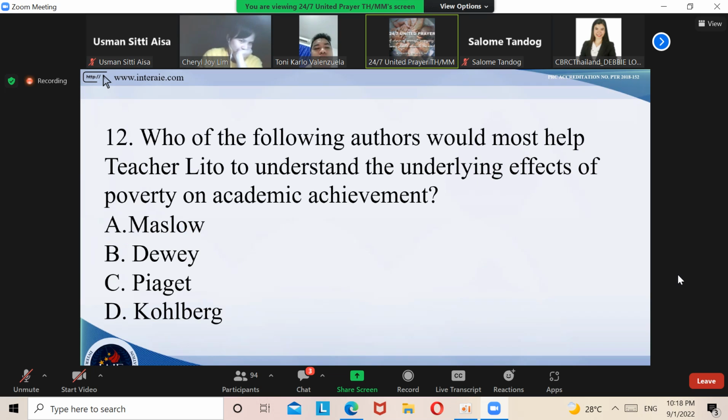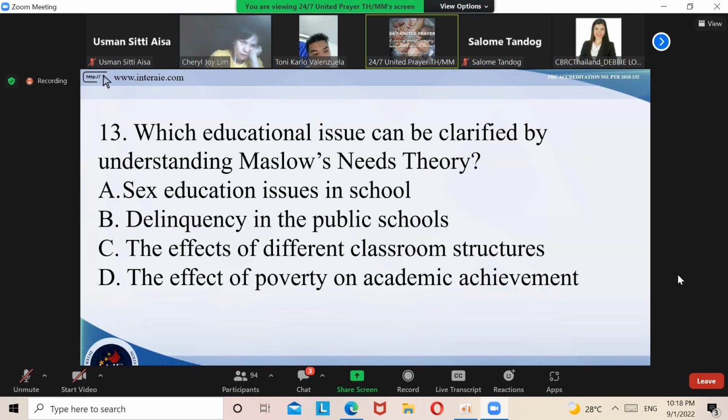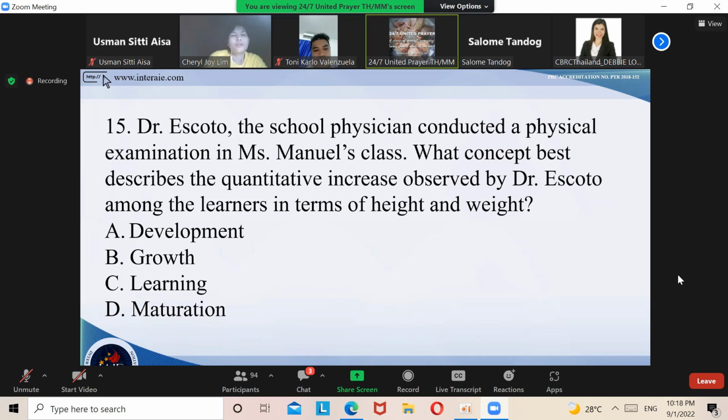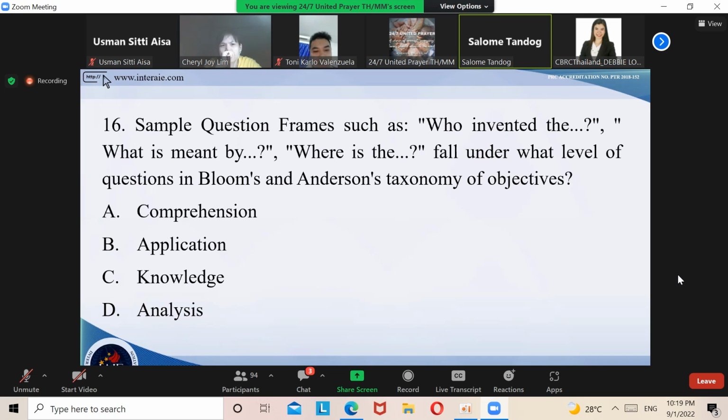Okay, number 12. Maslow, letter A, hierarchy of needs. Yes. Number 13. Letter D, effect of poverty. Number 14. Letter D, self-actualization, the highest need. Yes, self-actualization. Number 15. Growth. Letter A, development. Growth is a quantitative increase, like height and weight. Okay, number 16.